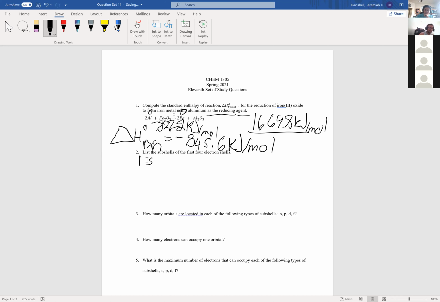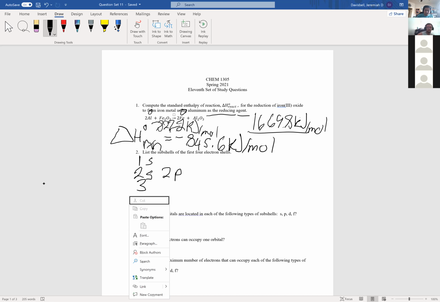What about for the second row? 2s and 2p. 2s and 2p, right? This time it goes all the way to neon, and neon's in the p subshell, which is L equals 1. So what about for the third row?